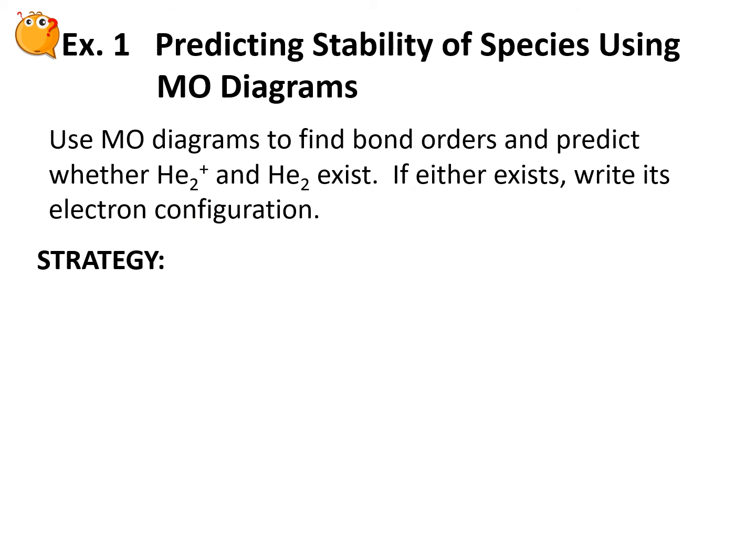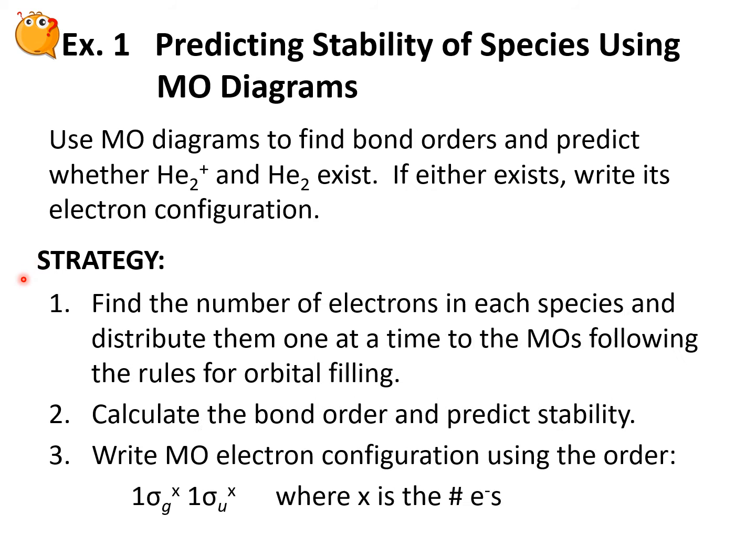In this example, we are asked to use MO diagrams to find the bond orders and predict the stability of He2+ and He2. Furthermore, if they do exist, then we are asked to write down the electron configuration for the molecule. The strategy we're going to use is number 1, to find the number of valence electrons in each species, and then to distribute them to the molecular orbitals following the rules for filling orbitals, namely the Aufbau principle, Hund's rule of maximum multiplicity, and the Pauli exclusion principle.